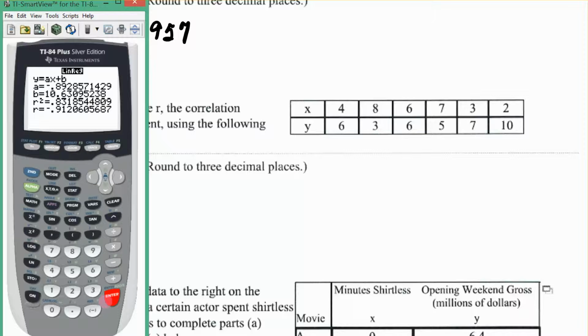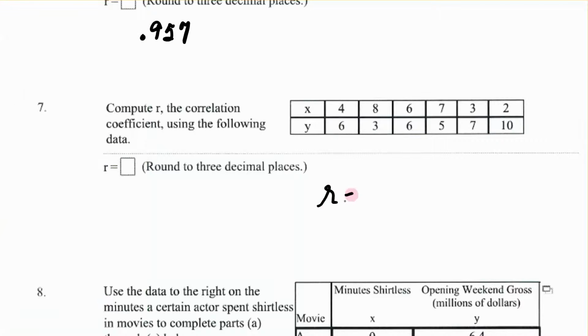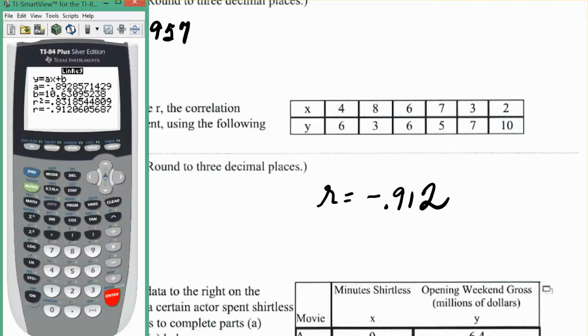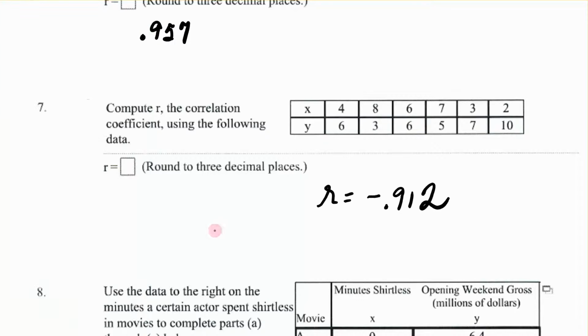There we go. What's your R value? R is equal to negative 0.912. So for this one, there is a negative correlation. If you want to take a moment to look at it, there they are. All right.